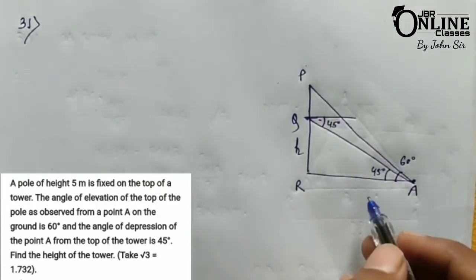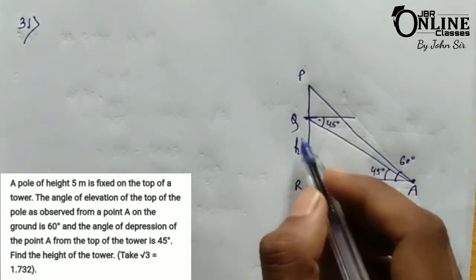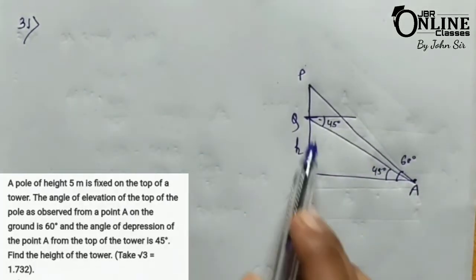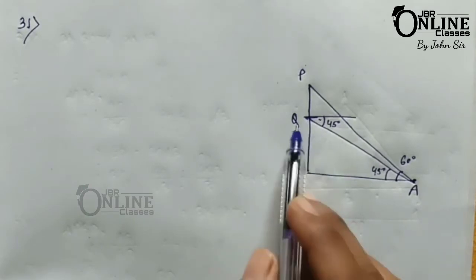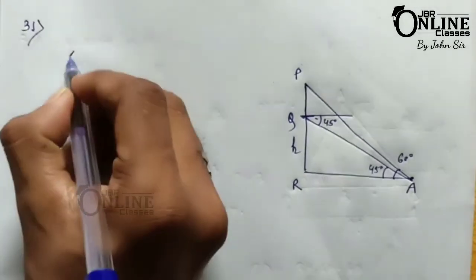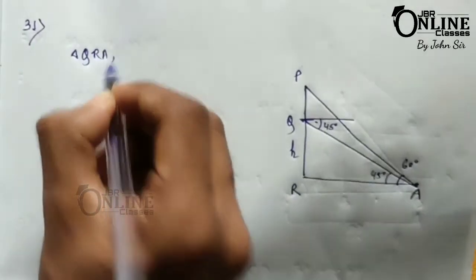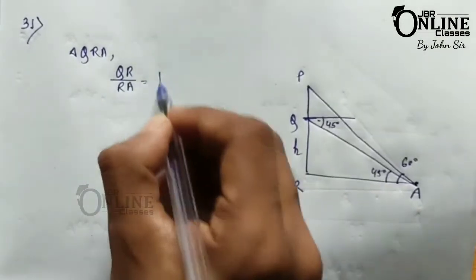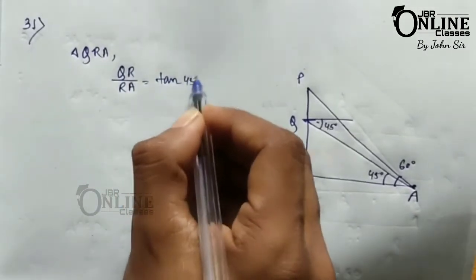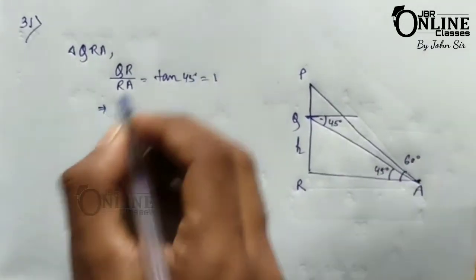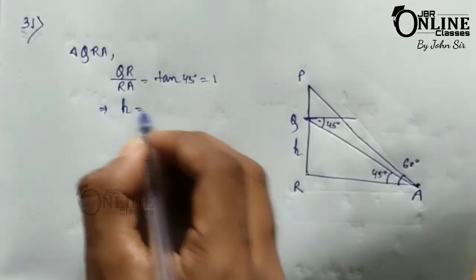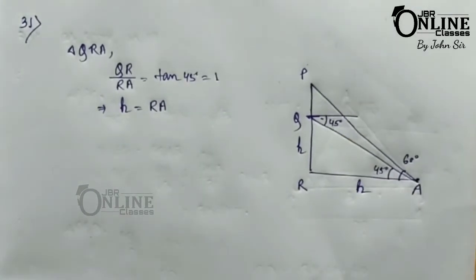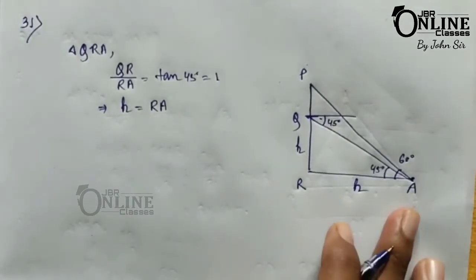So now we have to find the height of the tower. That means we have to find out the value of h. So first from triangle QRA, QR by RA, height by base, equals tan 45 degree, that equals 1. Now as QR equals h, so h equals RA, that means base equals h also. So here RA equals h.